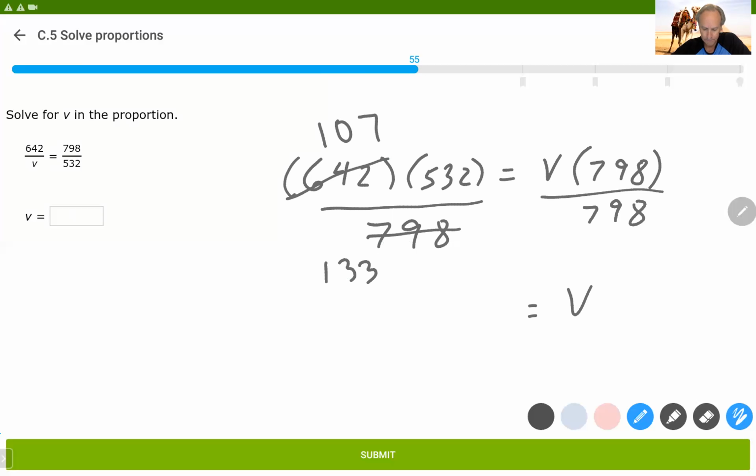Now, let's see. We've got 133, which doesn't have a lot of good divisors that I can see. I don't see anything nice that goes into 133. 107, nothing nice there. 532, let's see, 4 goes in there. Did I divide wrong? Let's see. 6 goes in 107, yeah. 6 goes in 133, yeah.